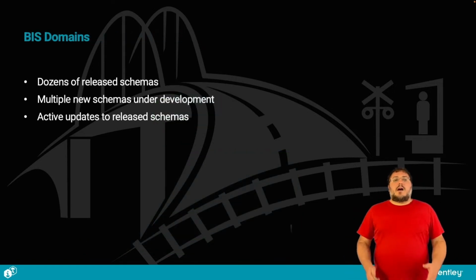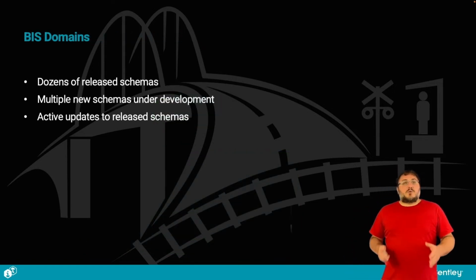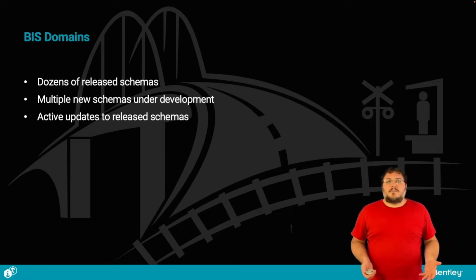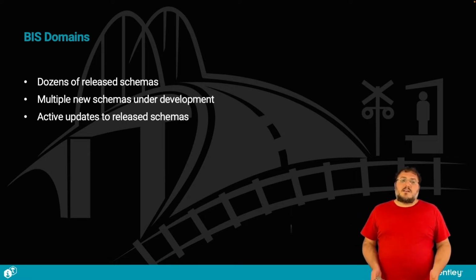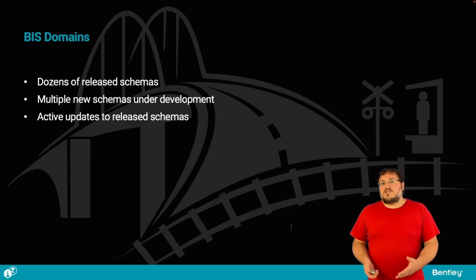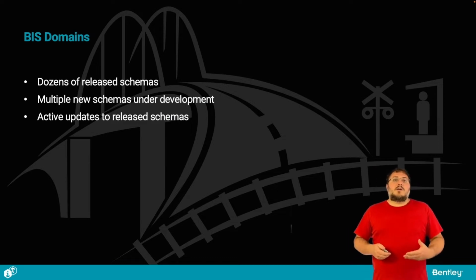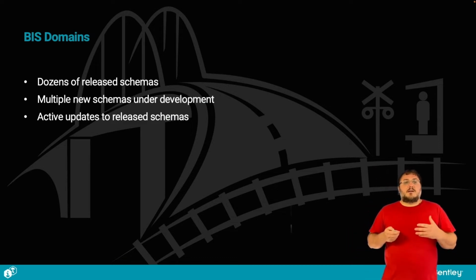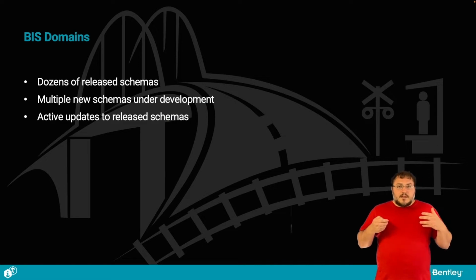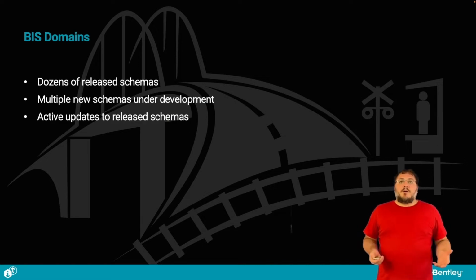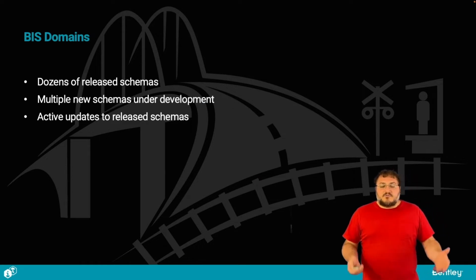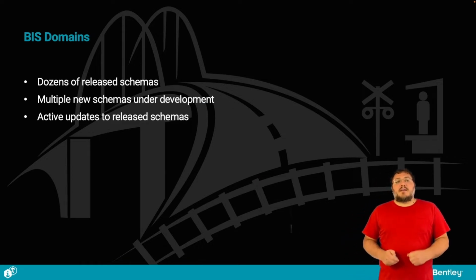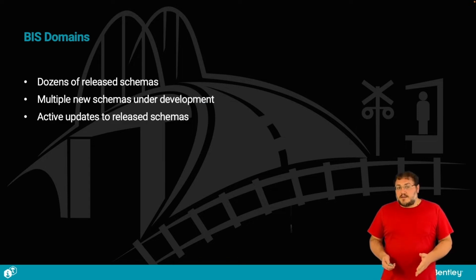Now, I want to talk about BIS domains, because of course, saying something's a physical element, that's not really very rich semantically. We've got dozens of release domains that cover specific disciplines. For example, building or rail and road. And we've got multiple new schemas under development now.